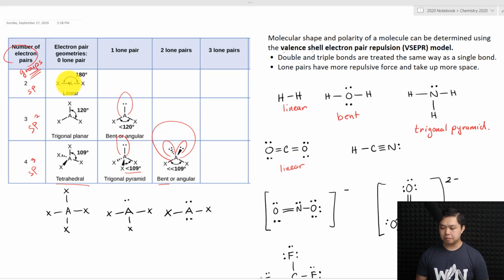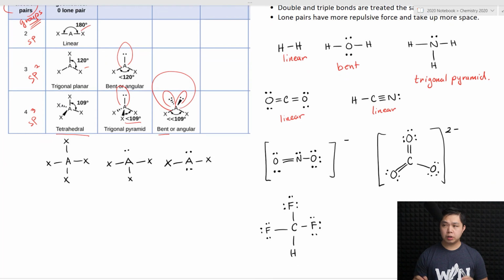Let's look at this one right here. We have a triple bond and we have a single bond. Remember, a triple bond is treated the same way as a single bond. So therefore, this is also linear as well. So far, I only put the shape of the molecules, but you are going to be responsible for knowing the degree of a particular shape as well. So now let's go on and do some more practice problems.